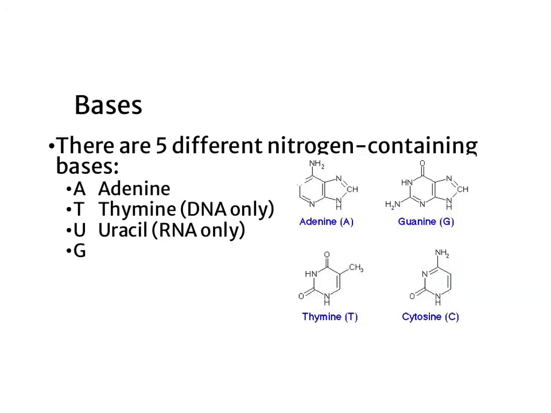Okay, so our bases then, there are 5 different nitrogen bases. We've got adenine, thymine, uracil, guanine, and I'm missing cytosine. Don't know what's happened to my PowerPoint, but it's okay, we can fix it.